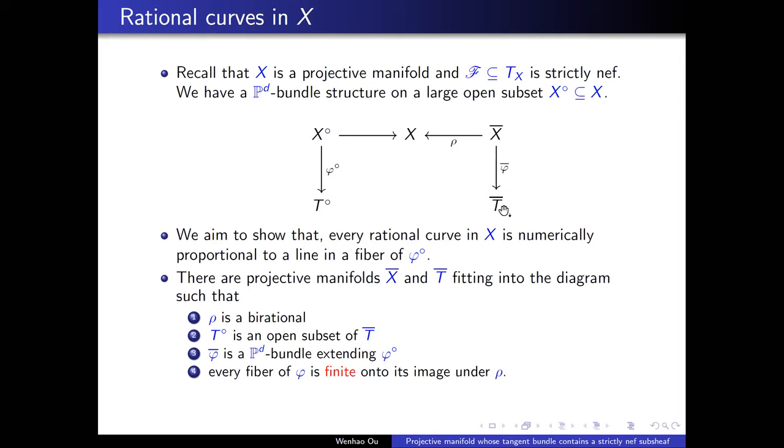T zero is in T bar, and X zero is in X bar. So this is a compactification of phi zero. Moreover, phi bar is a projective bundle as well, so phi bar is a projective bundle extending phi zero. Next, every fiber of phi bar is finite onto its image under rho. This is an important property that we are going to use again and again. So every fiber here is finite under rho into X.